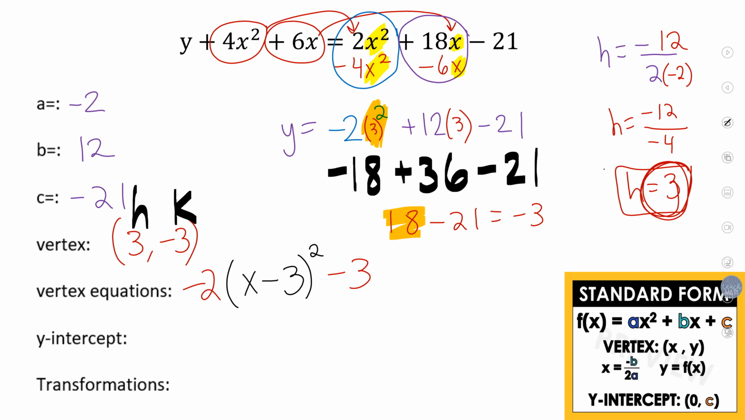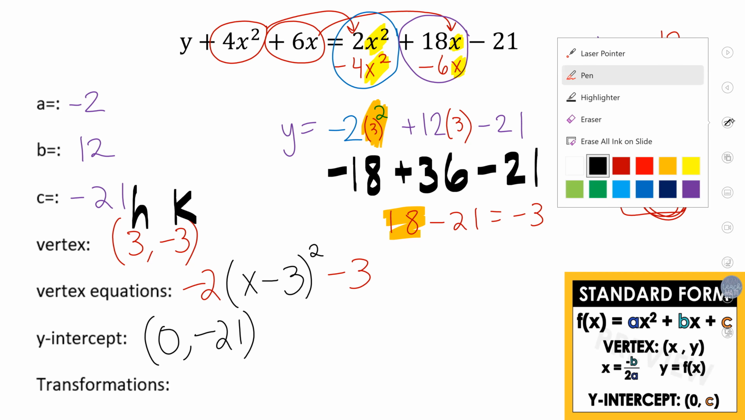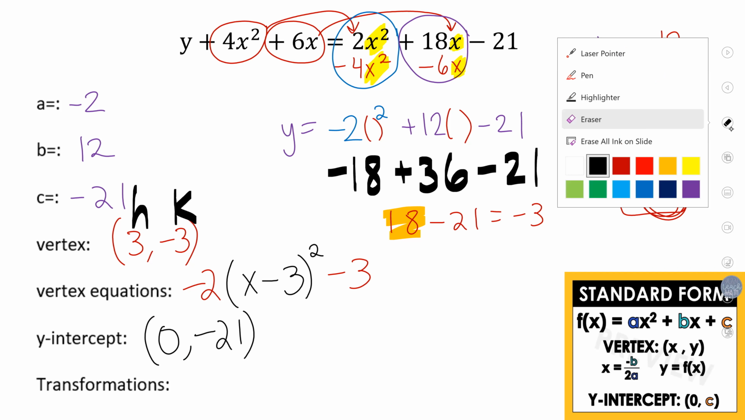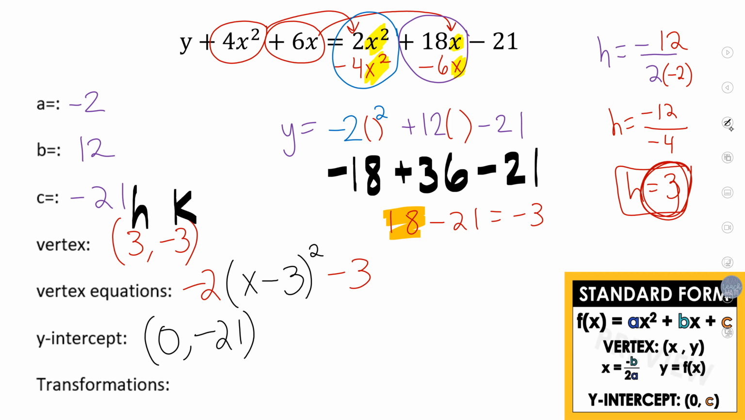Now, my y-intercept is always the C value, -21. And if you ever forget, just plug in zeros into the equation. So here is my equation. If you were to plug in a 0, that would go away and this would go away. You're only left with -21.